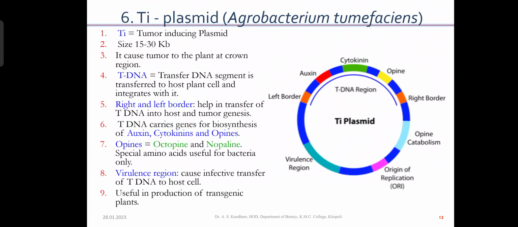So here is Ti plasmid, and it has this specific tDNA region. So you can see here, this is the tDNA region, isn't it? It has left border, it has right border, and there are sites of auxin, cytokinin and opine production.